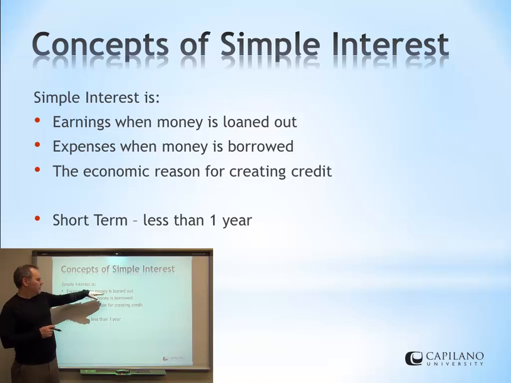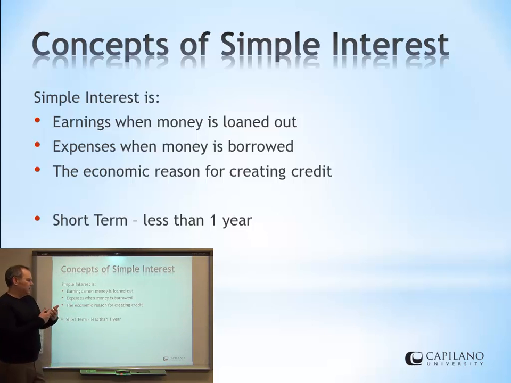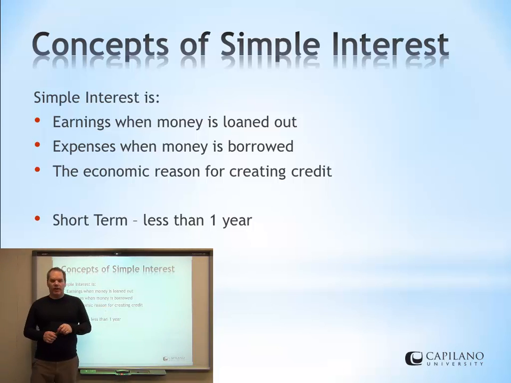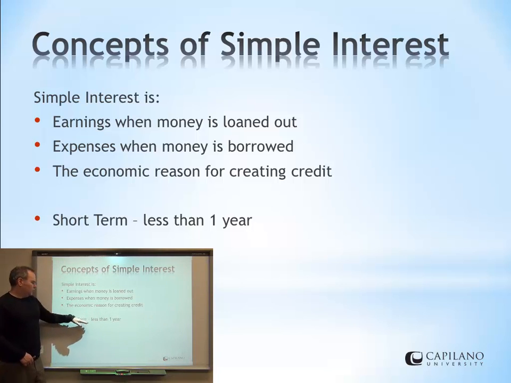So, earnings when money is loaned out, expenses when money is borrowed. If I'm giving money out, I'm going to make money. If I'm borrowing money, I have to pay. And it's the economic reason for creating credit. It's the reason why people are willing to make loans. What we're looking at with simple interest is a short-term loan, generally less than 1 year.